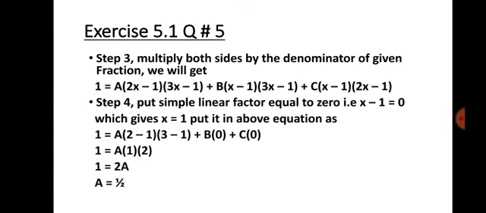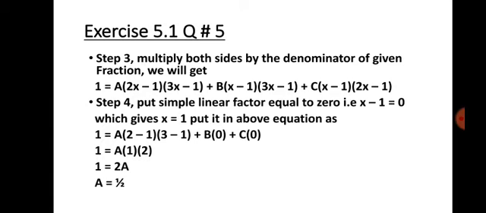And when we solve x minus 1 is equal to 0, we will get x is equal to 1. We put this value in the above equation. So 1 is equal to a into, as the value of x is 1, 2 into 1 is equal to 2 minus 1, and 3 into 1 will be 3 minus 1, as the value of x is 1.